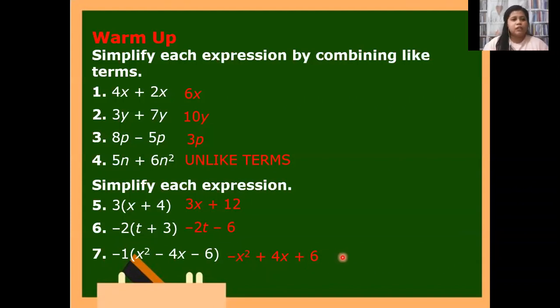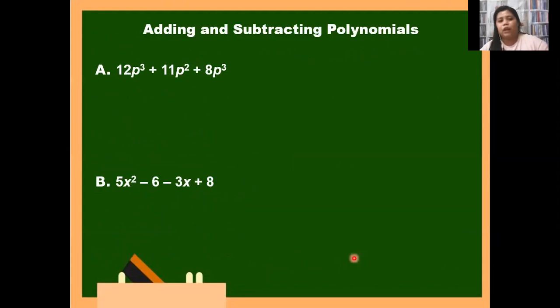Okay, so since we are done with the warm-up, let's proceed to our real deal for today, which is adding and subtracting polynomials. As you can see here, I have two sets of examples. We have example letter A and example letter B. So our first example is 12p cubed plus 11p squared plus 8p cubed.